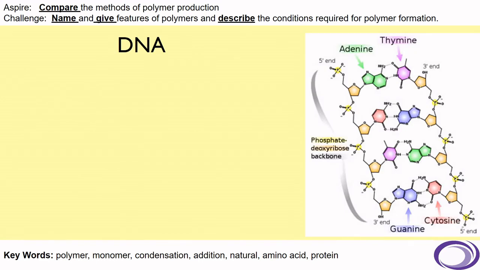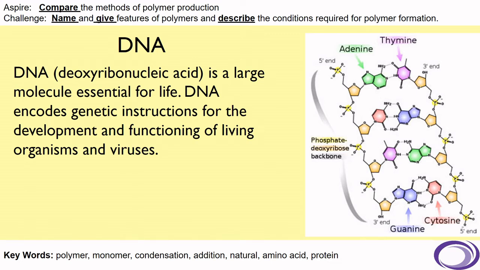Speaking of DNA, DNA is actually also a polymer. This time it's a little bit different. There are actually 4 different monomers, and you might remember these from biology. We've got adenine, thymine, guanine and cytosine. And the way in which they join is through a condensation reaction that happens on the phosphate group. Now, it's a very large molecule, essential for human life, and it encodes genetic instructions. Those genetic instructions are for the development and functioning of living organisms and viruses. And quite often they code for the development of proteins also.